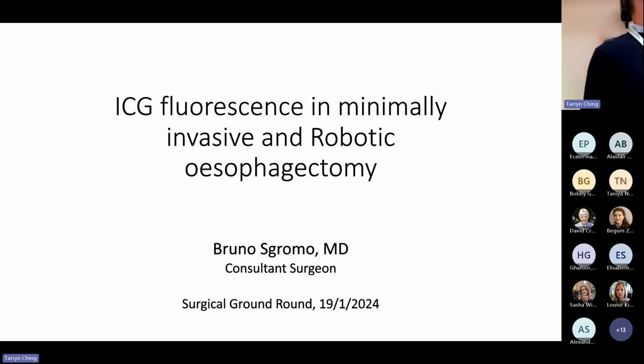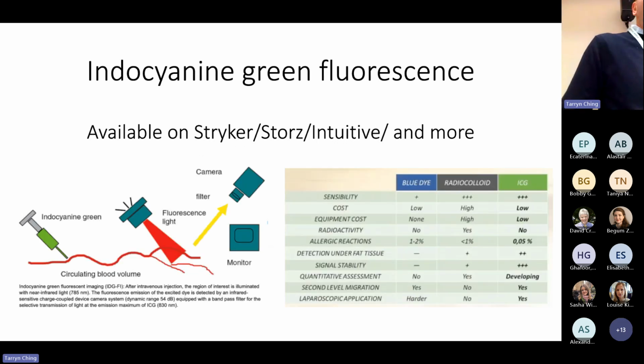I will be talking to you about the application of ICG fluorescence in minimally invasive and robotic oesophagectomies. You're probably familiar with ICG, as it does have a number of applications also in all the branches of surgery. ICG, indocyanine green, can be injected anywhere in the body intravenously. It will be bound to the albumin, and then it will respond to fluorescence light with a very strong green signal that is acquired by a number of devices, both laparoscopic or open surgery, and obviously will show up on our monitor.